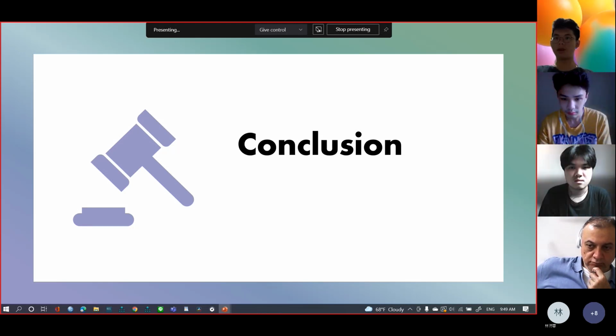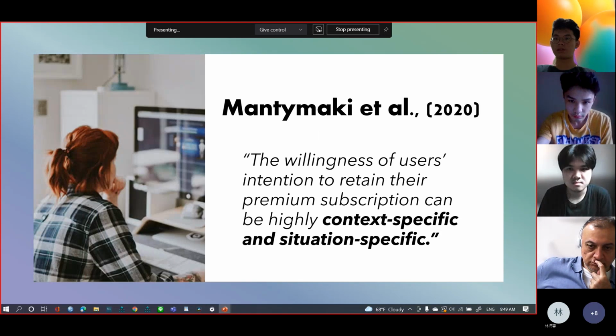So after explaining about the literature and method and result, now let's move on to the conclusion. Next. According to research, the willingness of users to retain their premium subscription can be highly context-specific and situation-specific. The study has provided evidence that the shifting behavior of a user in a specific situation can affect their attitude and perception toward the premium app services.